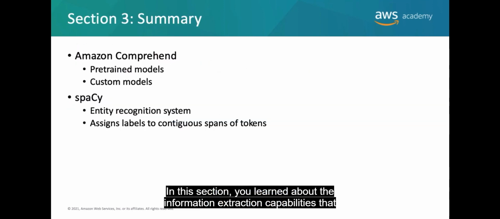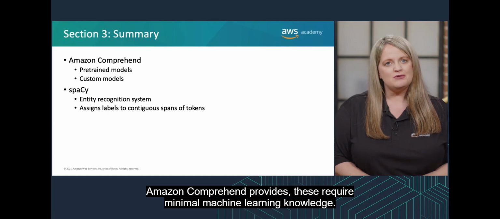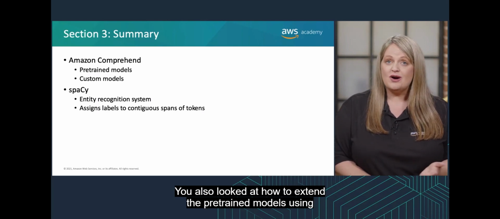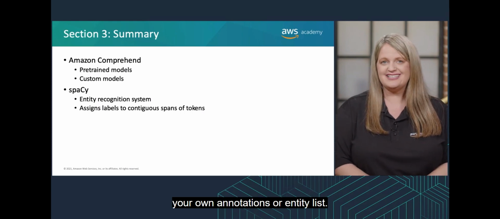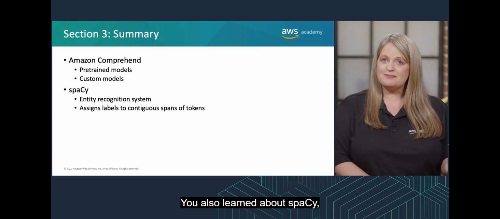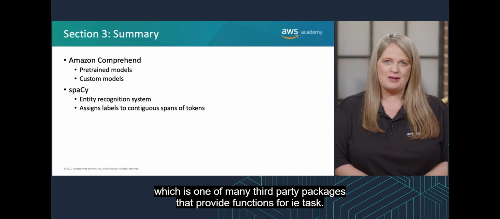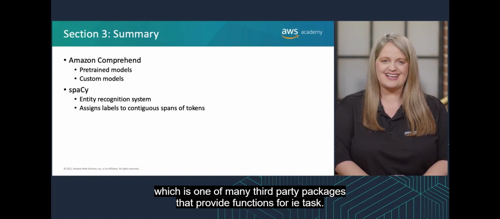In this section, you learned about the information extraction capabilities that Amazon Comprehend provides. These require minimal machine learning knowledge. You also looked at how to extend the pre-trained models using your own annotations or entity list. You also learned about spaCy, which is one of many third-party packages that provide functions for IE tasks.